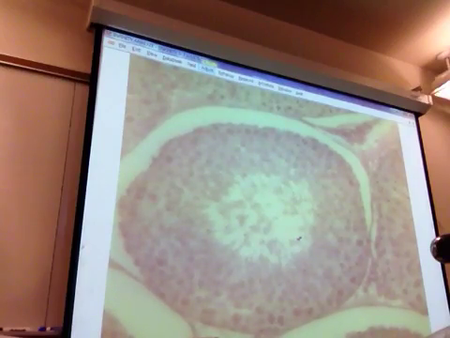I think that they're still spermatids. Yes, so these are spermatids. Yeah. So when they're released, though, they're spermatozoa.